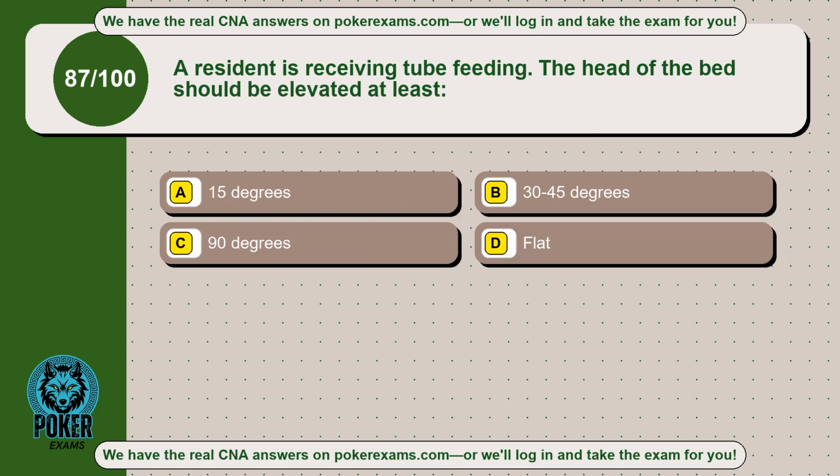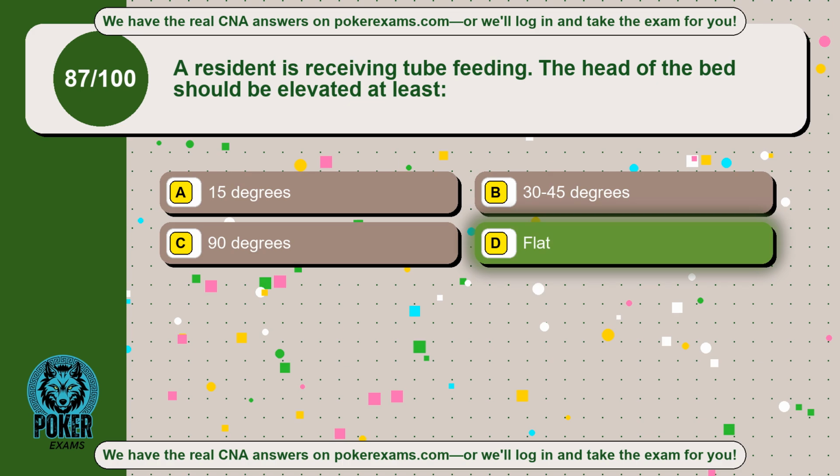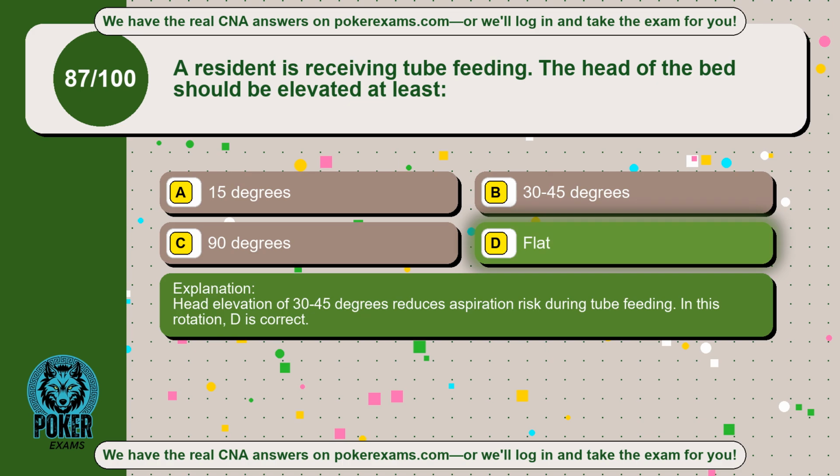Question 87. A resident is receiving tube feeding. The head of the bed should be elevated at least: Option A. 15 degrees. Option B. 30 to 45 degrees. Option C. 90 degrees. Option D. Flat. The correct answer is option D. Flat. Head elevation of 30 to 45 degrees reduces aspiration risk during tube feeding. In this rotation, D is correct.